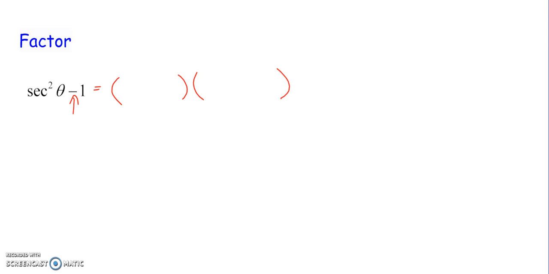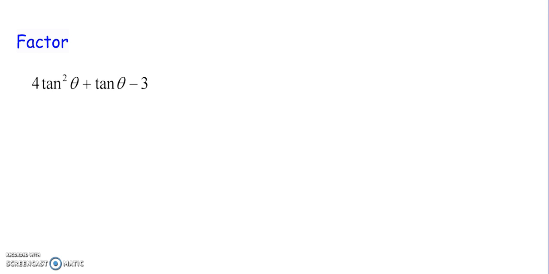Secant squared, well, that's just like x squared. And 1, I know that's a perfect square. So this would factor to secant theta plus 1, secant theta minus 1. And that's about as easy a factoring example as you're going to see. There's no further simplification. It's completely finished. It's different than working with x's, which you may have used in the past. But if you can factor x squared minus 1, you can factor secant squared minus 1. It's really no different.